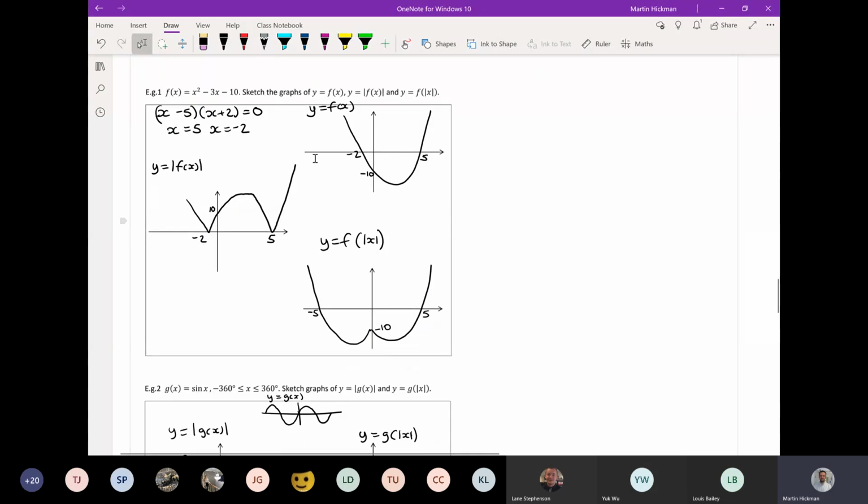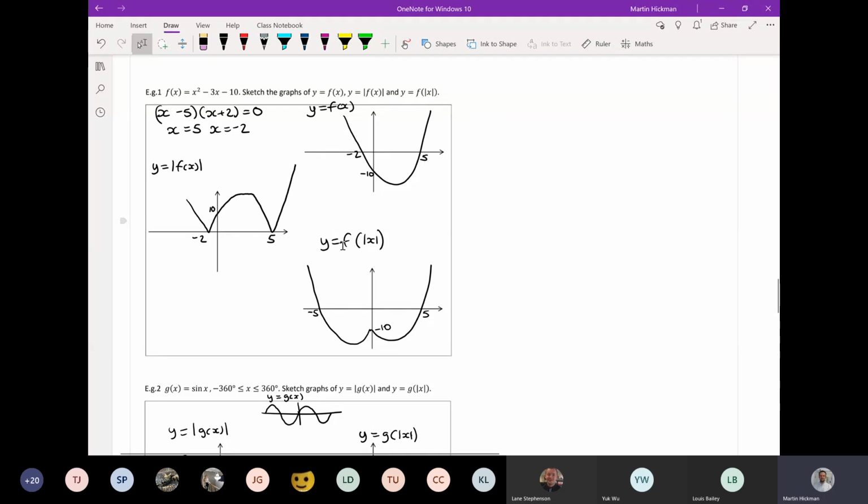Okay, so this is just what these graphs look like when I just do the basic sketch. Firstly, draw your y equals f of x, so you know what the graph looks like. Factorize it first, get those intercepts on there. And then you've got the modulus of f of x to the left, so just all the parts that are below. Between -2 and 5, where it's gone below the x-axis, that's now above the x-axis.